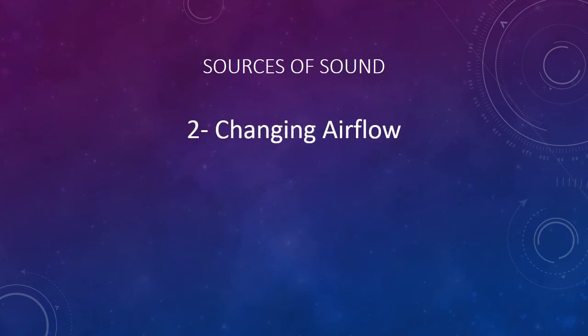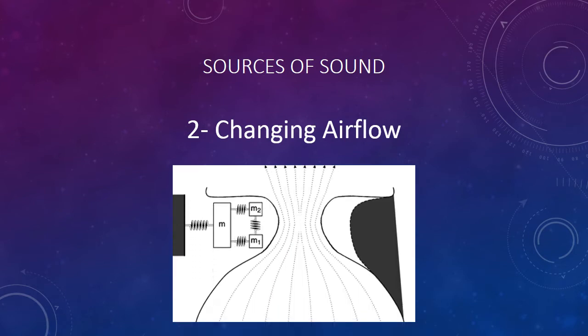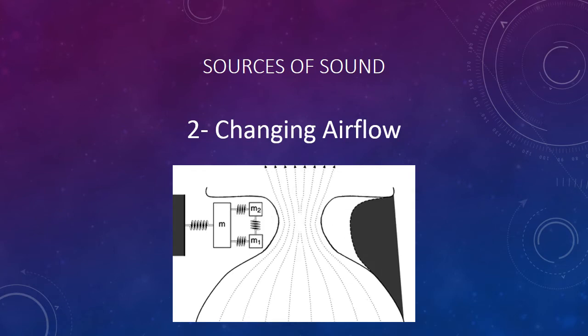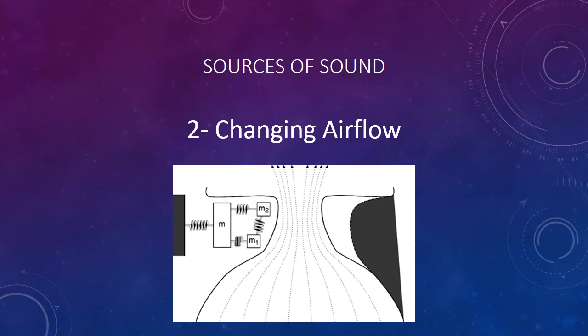The second source is changing airflow. My voice is an example. When I speak, air from my lungs pushes against the closed vocal folds in my throat. When the pressure is strong enough, it forces the vocal folds open and a puff of air comes out. The vocal folds close, and then the process repeats itself. This change in air pressure creates sound waves.